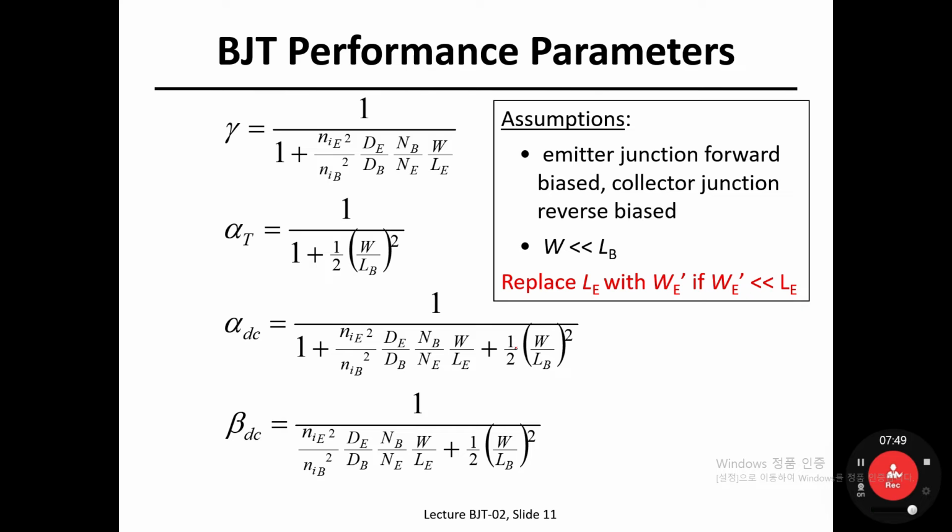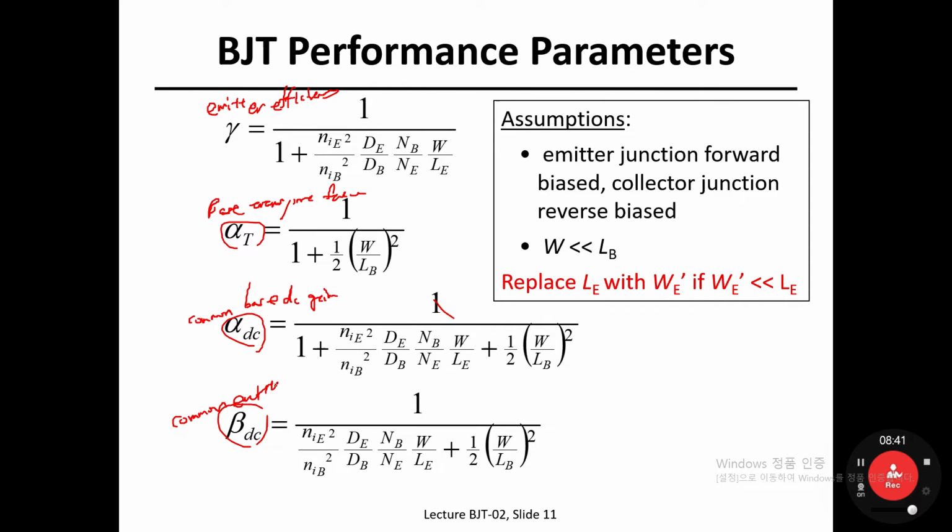All right, so in the previous slide we have done how to simplify the excess hole concentration in the base region, and now it's time for us to develop the full equation for 4 different BJT performance parameters. Gamma, what was it? Gamma is emitter efficiency. And what is alpha sub T? Base transport factor. What is alpha sub DC? Common base DC gain. What was beta DC? Common emitter DC gain.